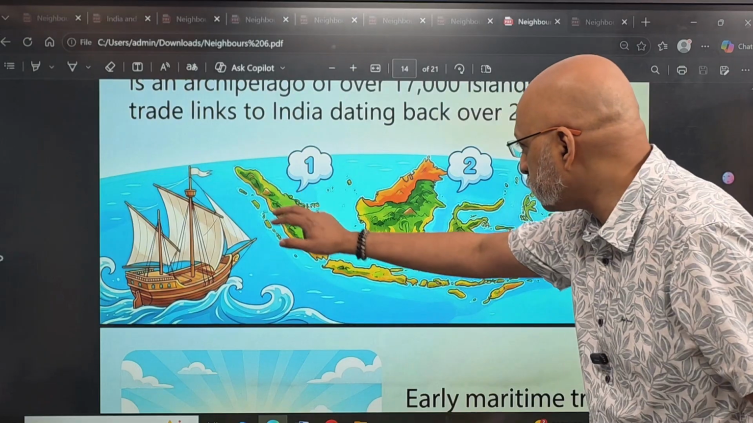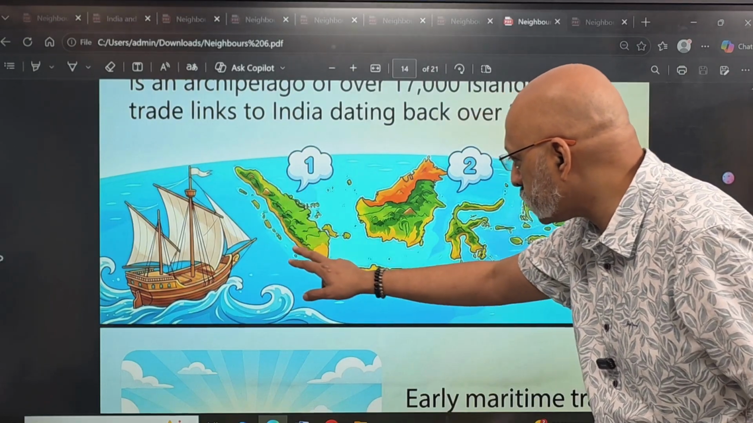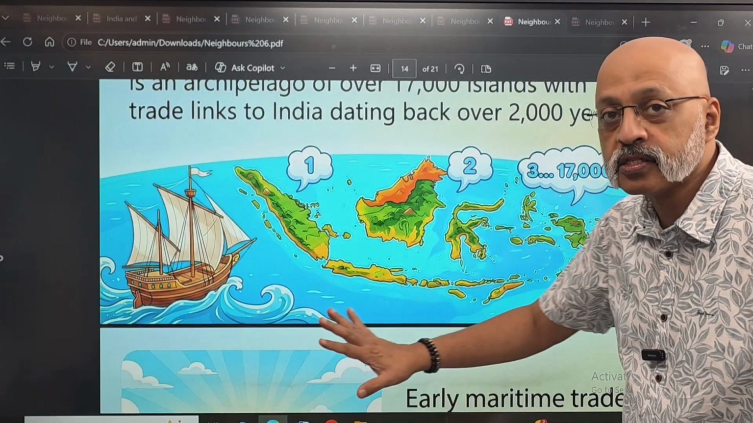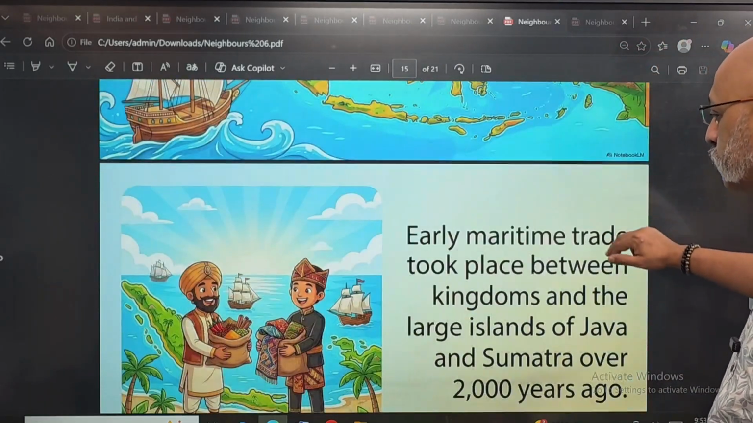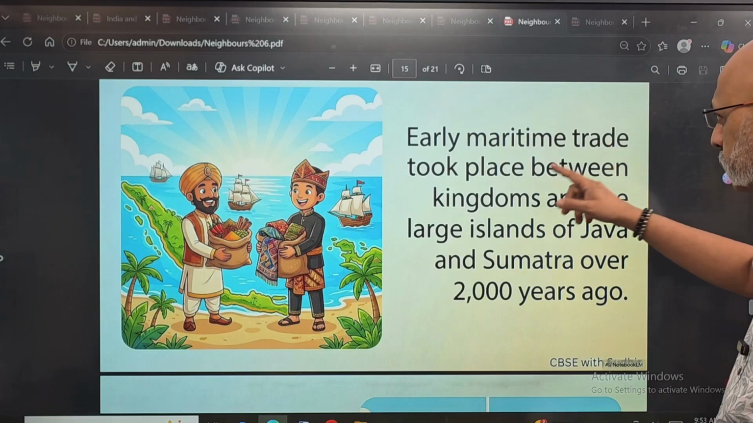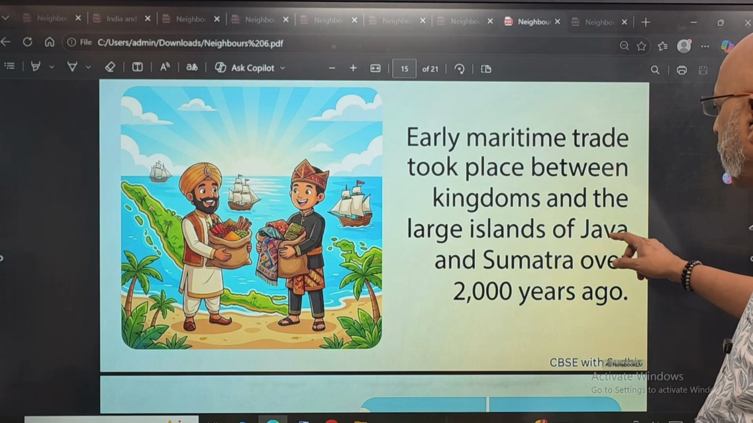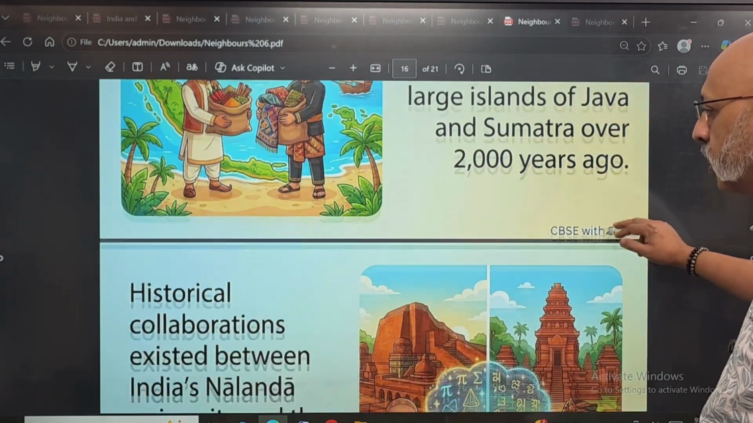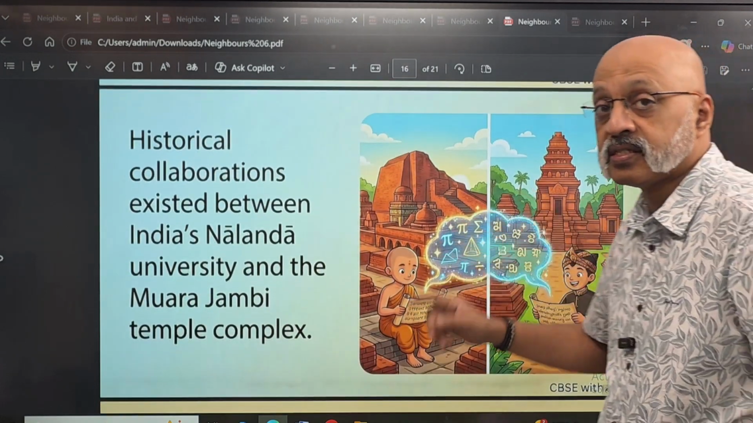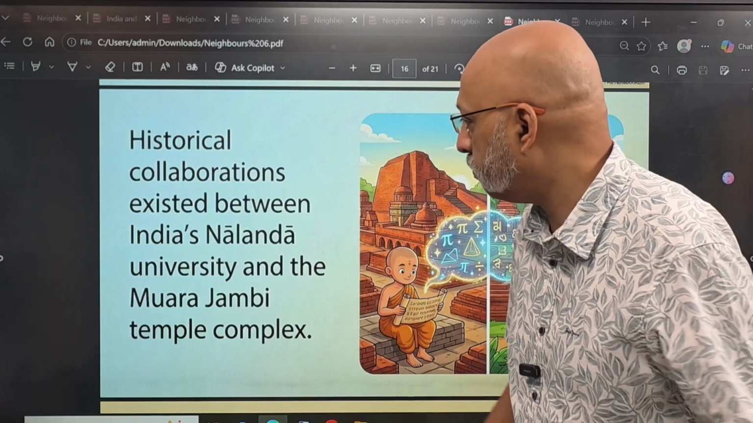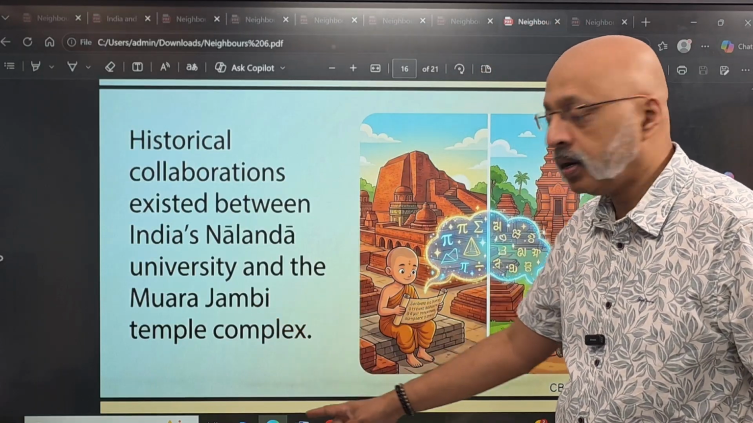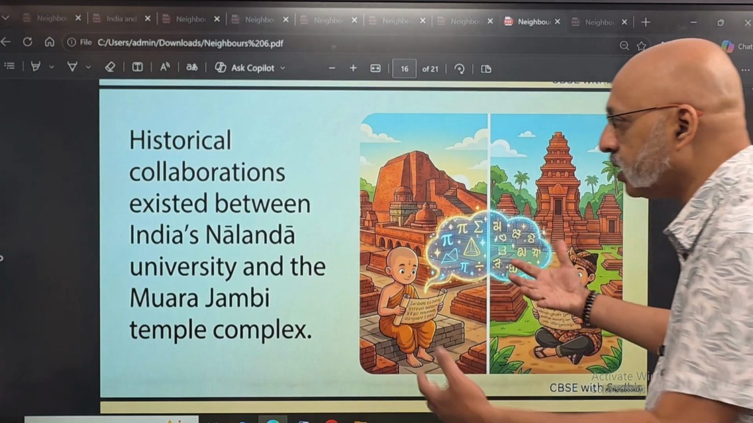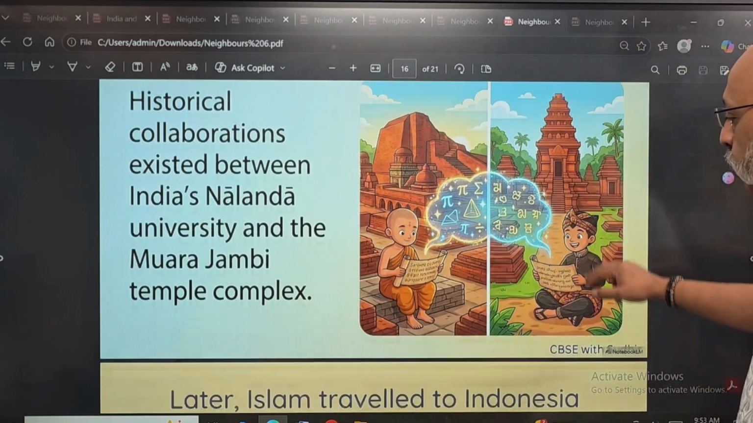So you have it spreading from here. All these are small islands, and then you see so many small islands. Together this is known as Indonesia. Early maritime trade took place between kingdoms and the large islands of Java and Sumatra over 2000 years ago. Historical collaborations existed between India's Nalanda University in Bihar and the Muara Jambi temple complex. So this is Nalanda, this is the Muara Jambi complex. There were collaborations between them.